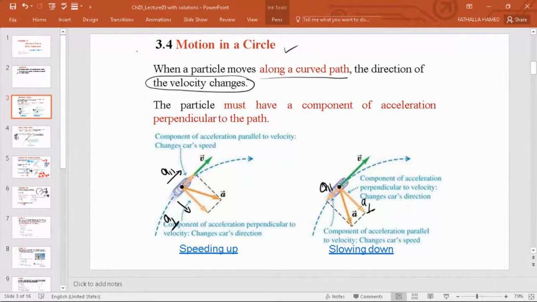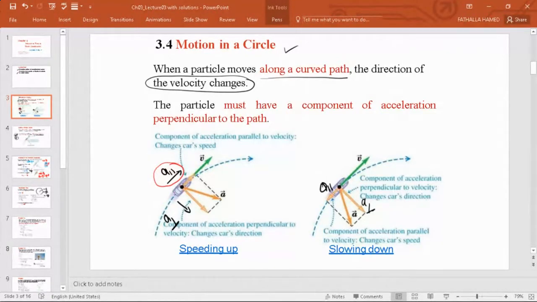And we talked about two accelerations. We talked about A parallel, and we said this is along the direction of the velocity, and in this case you're moving tangent to the curved path. And we said that your tangential acceleration here is responsible for changing the speed of the car, which is the magnitude of your velocity.